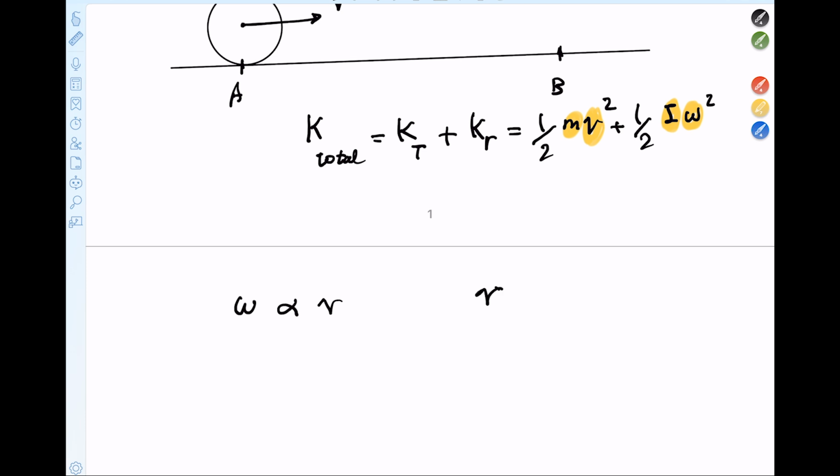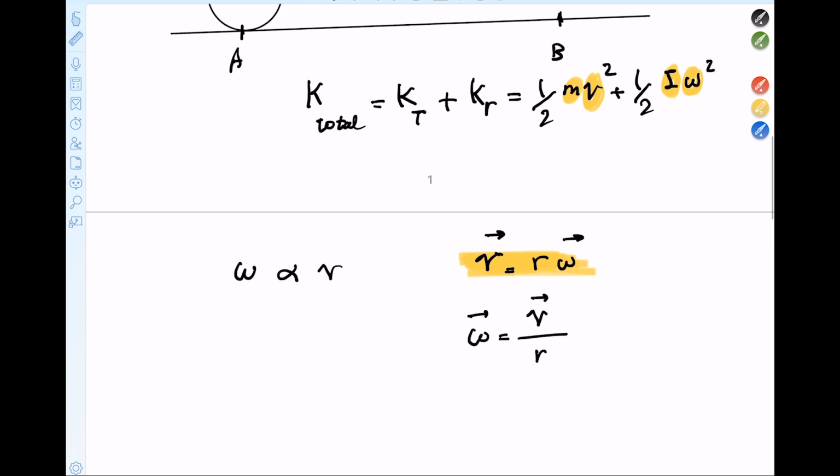Linear velocity is r omega. In other words, this linear velocity is the radius times omega. Or in a lot of textbooks, we have seen that omega is v divided by r. Linear velocity divided by r will give you omega. So they are related, okay?